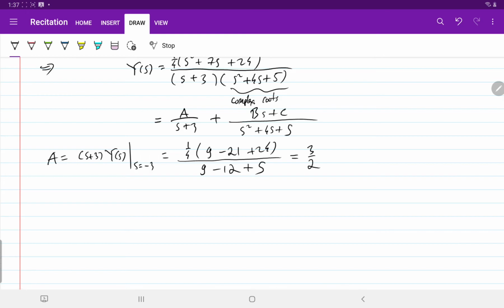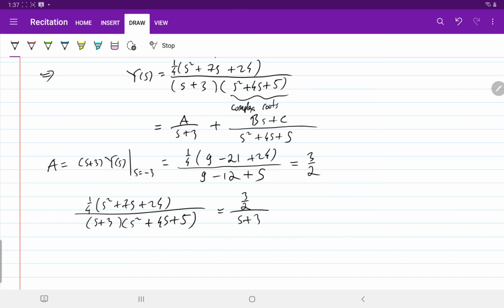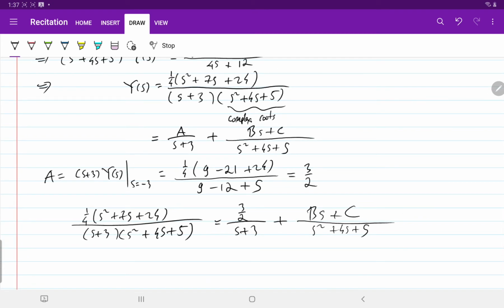Okay, and we have 1 over 4 s squared plus 7s plus 24 over s plus 3 times s squared plus 4s plus 5. We have A is 3 over 2, over s plus 3, plus Bs plus C over s squared plus 4s plus 5. Okay, how to find B and C?